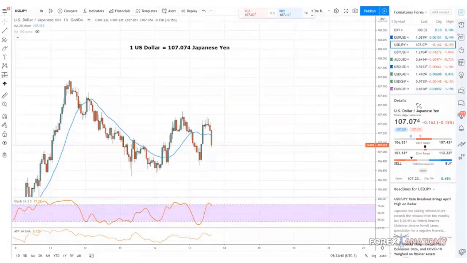So then if you had 20 US dollars, if we pull up a calculator, let's do that right now. Let me pull up a calculator. Okay, and if you had 20 US dollars, right? Let's say you had 20 US dollars and you want to convert that to Japanese yen.